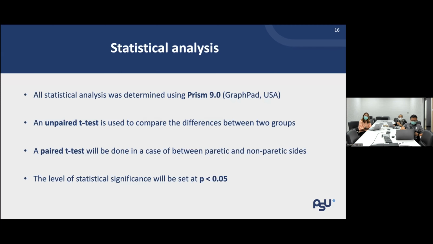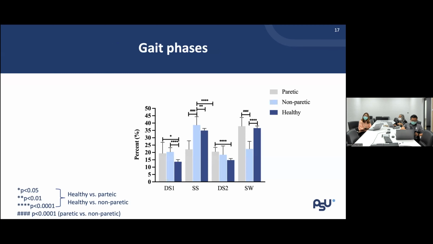For the statistical analysis, I compare between 2 groups using the unpaired t-test, and I compare between the paralytic and non-paralytic sides using the paired t-test. And this is the percent of gait cycle for paralytic, non-paralytic, and healthy subjects. So stroke patients take different time in each gait phase from the healthy.